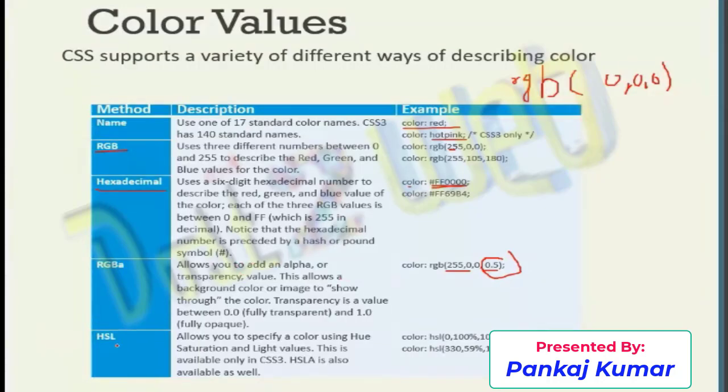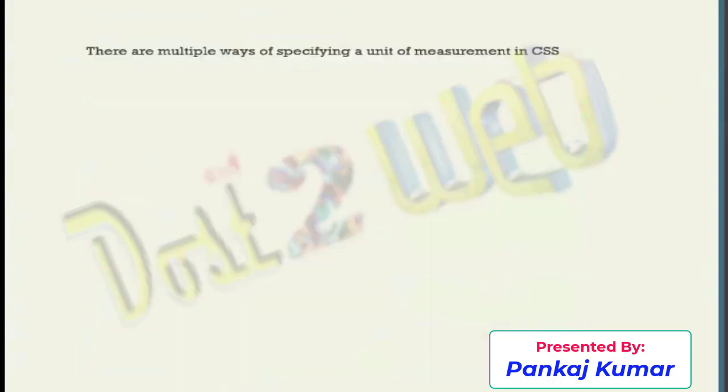Okay, and HSL, that means it allows you to specify color using hue and saturation. When you use Photoshop and such tools, then you will get to know what hue and saturation are. You can define the colors the same way, but we will have lightness values, and this is only available in CSS3. The others you can use in CSS2 also, and CSS1 also. But HSL you cannot use in CSS2 or CSS1. You have to use only CSS3.